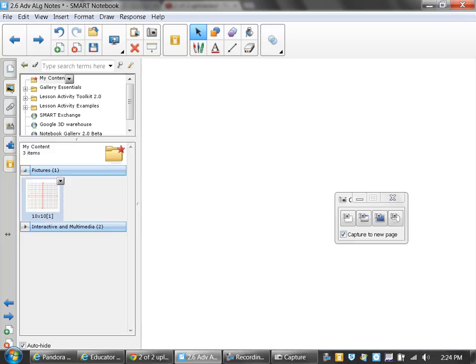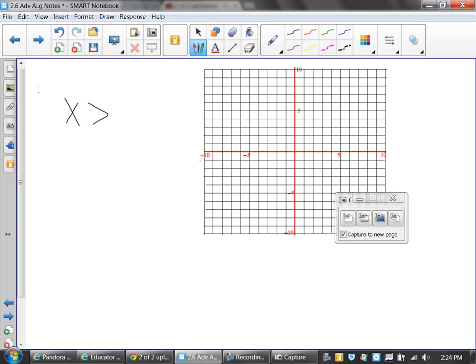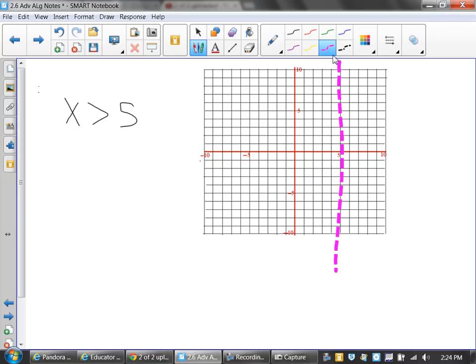So when you plot something like x is greater than 5, is that a solid or a dotted line through 5? That's it. But now you still have to shade. What side are numbers larger than 5? Right, on the right.